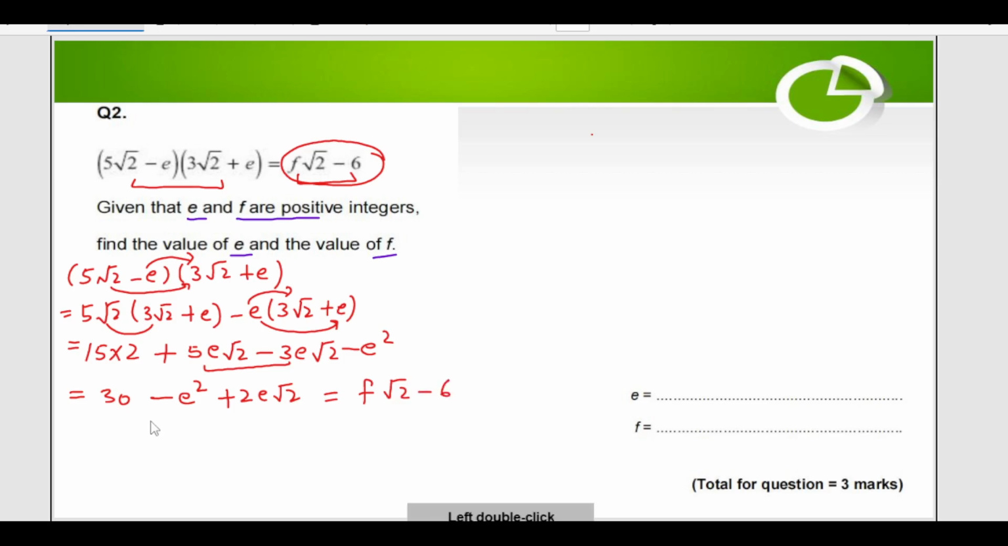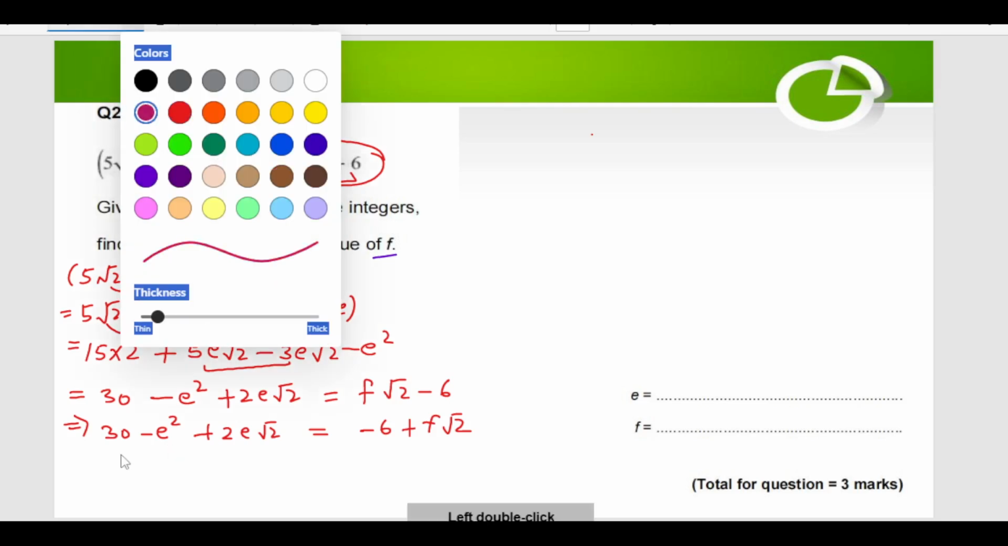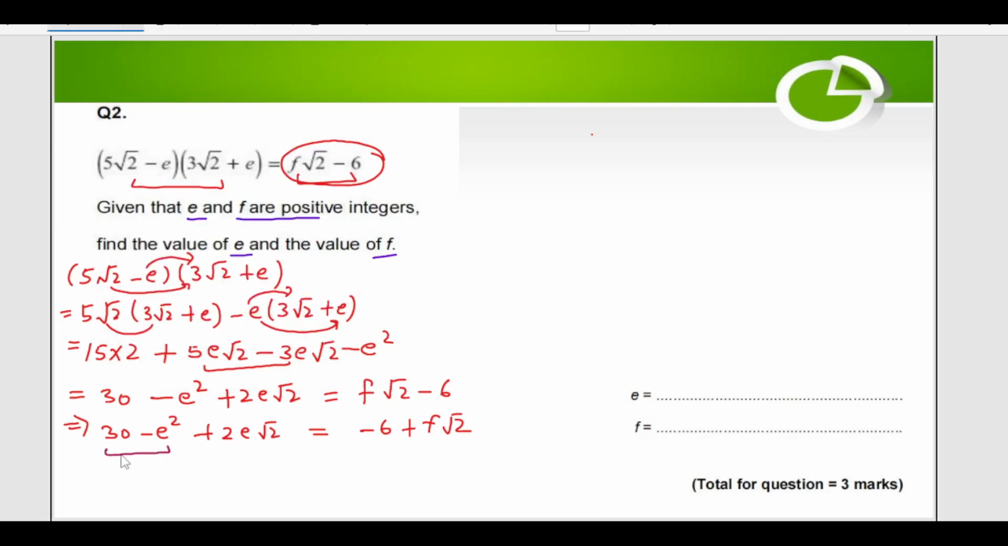So now again we will compare the coefficients, I would say. This is 2e√2. As the square root 2 is the second term here, I will write the other side like this, negative 6, bringing it to the first place. So now we can compare. If I compare here, the first part without the square root is 6.